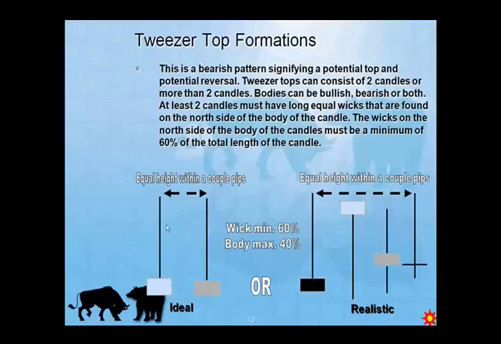Because what the market's telling us is it tried to rally, it couldn't. It tried to rally, it couldn't. So there's a resistance here in the market. And the same rule applies. This is ideal. This would be more realistic, as long as the wicks are almost at the same level and we have very little body. Doesn't matter how many candles are in between.